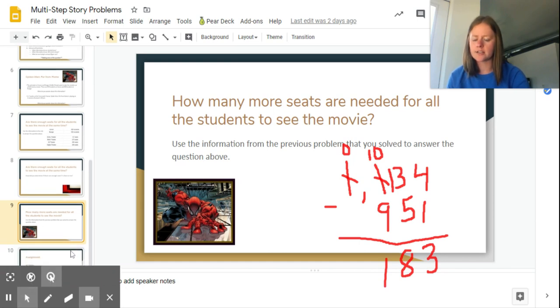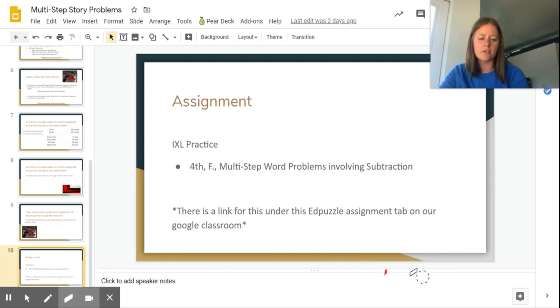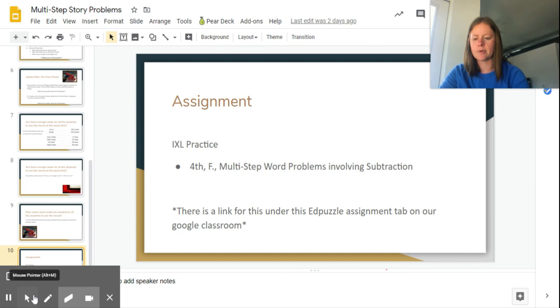So let's head to the next. Your assignment is going to be, last week I did a Google form, but I didn't see very much participation on that, so I'm just going to skip that this week. For our assignment, you're just going to go into IXL. I have it linked. You're going to be doing the multi-step word problems involving subtraction. I also put that link under this tab.